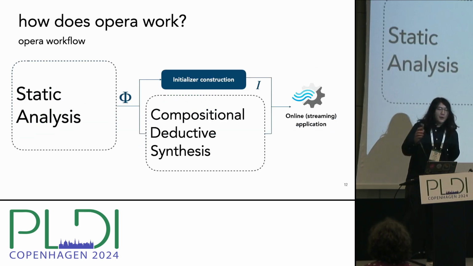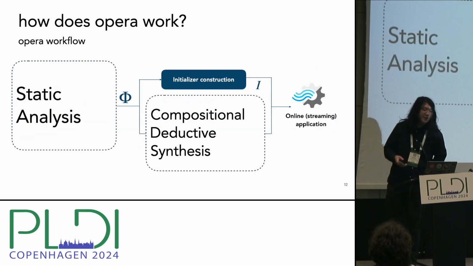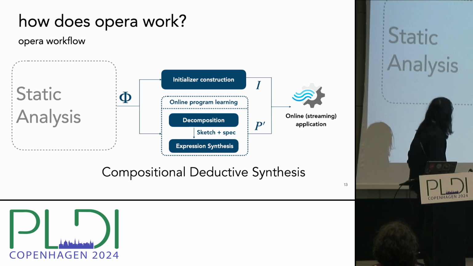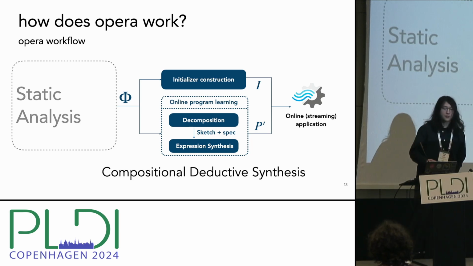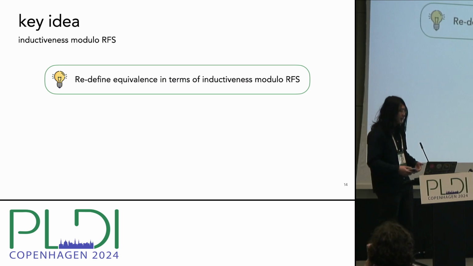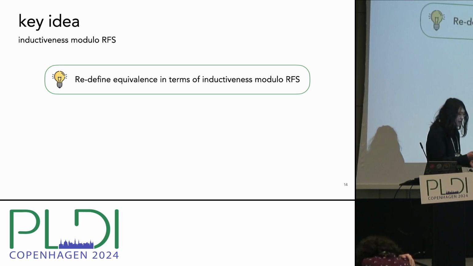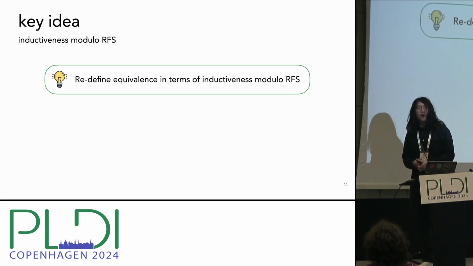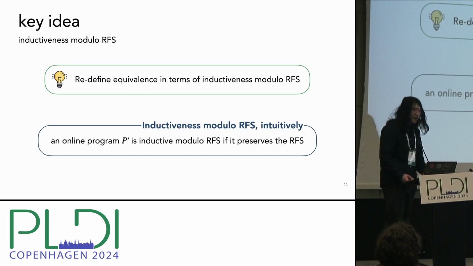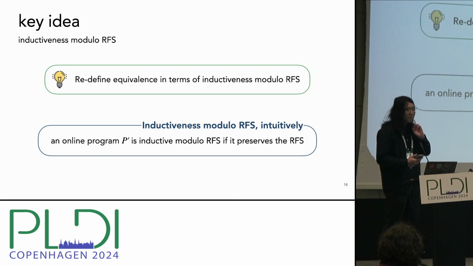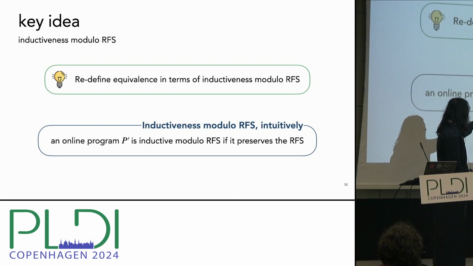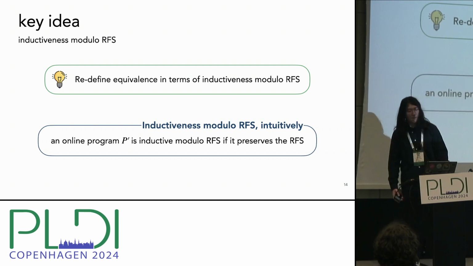So now we have the relational spec from static analysis. We're ready to take a look at how compositional deductive synthesis works. The key idea behind our synthesis methodology is that we can redefine equivalence in terms of equivalence modulo RFS. And intuitively, that means that if an online program P prime preserves the RFS, then we will say this is inductive modulo RFS.